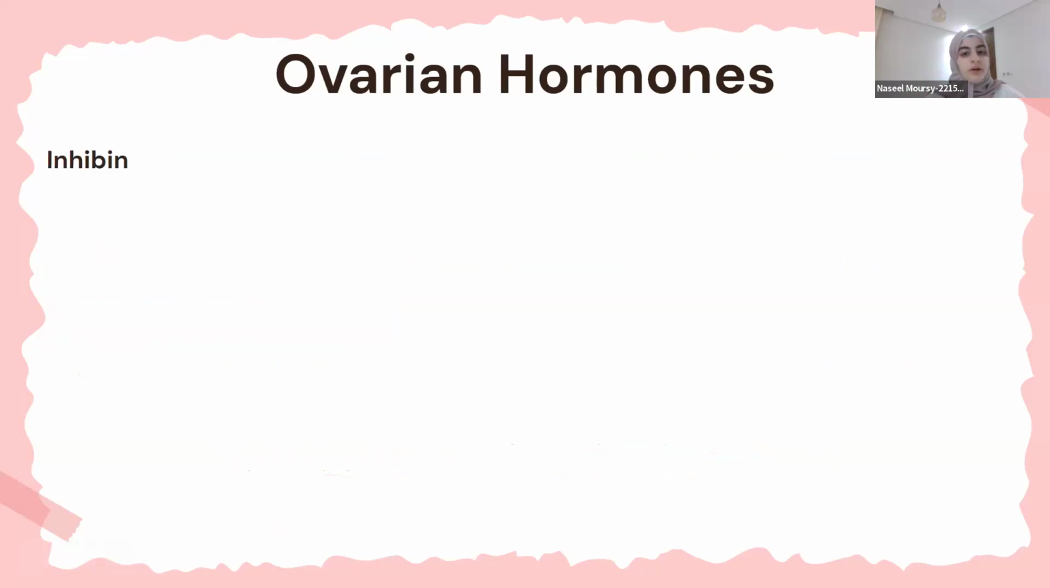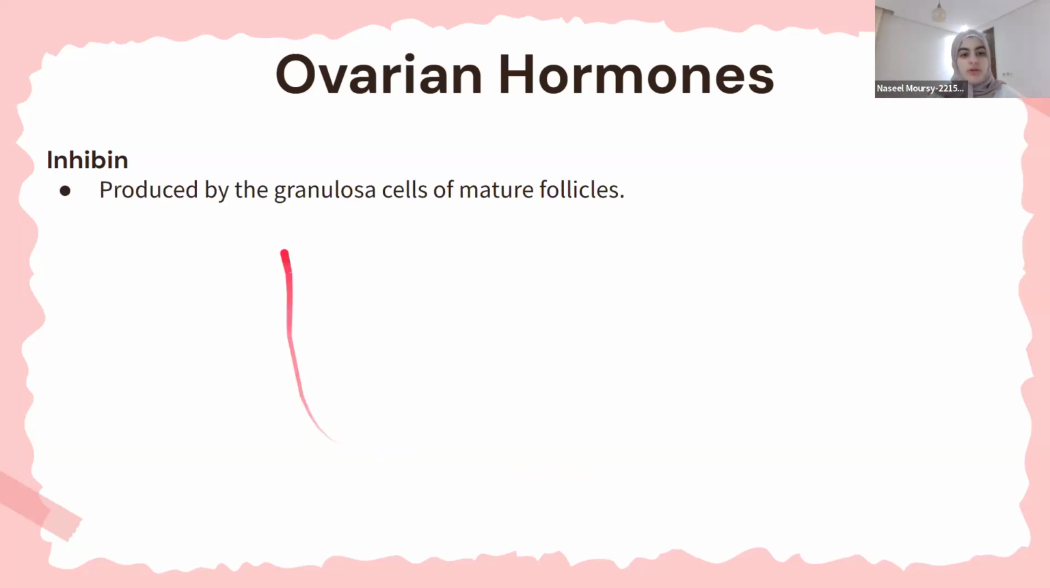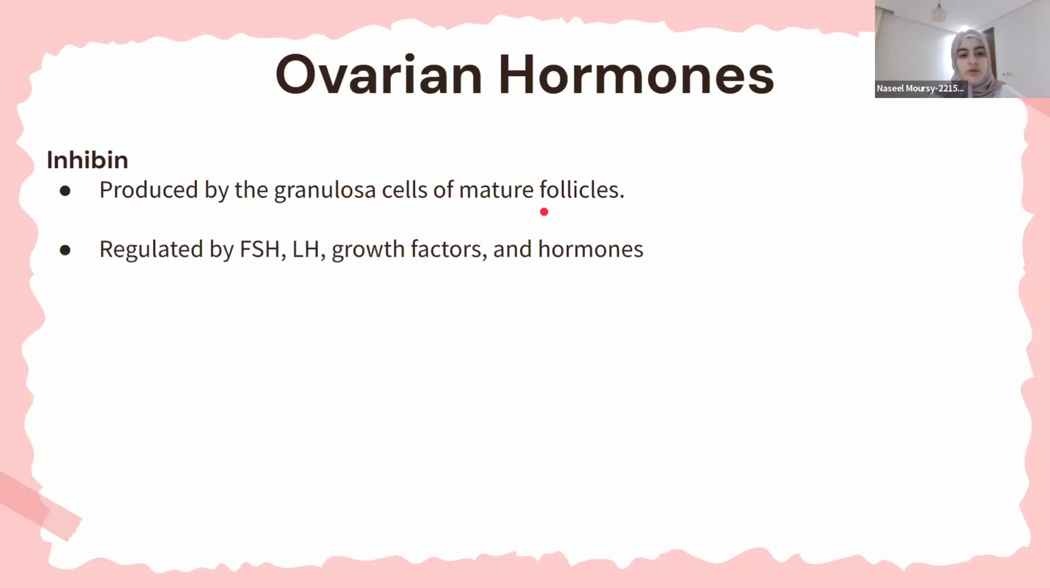Next hormone, we have inhibin. We've already talked about it, but keep in mind, inhibin B and inhibin A predominate in two parts of the cycle. Inhibin B is mainly seen in the follicular phase because it's mainly related to FSH and the granulosa cells, while inhibin A is mainly produced by the corpus luteum. So you see that in the luteal phase. Again, it's produced by the granulosa cells of mature follicles.